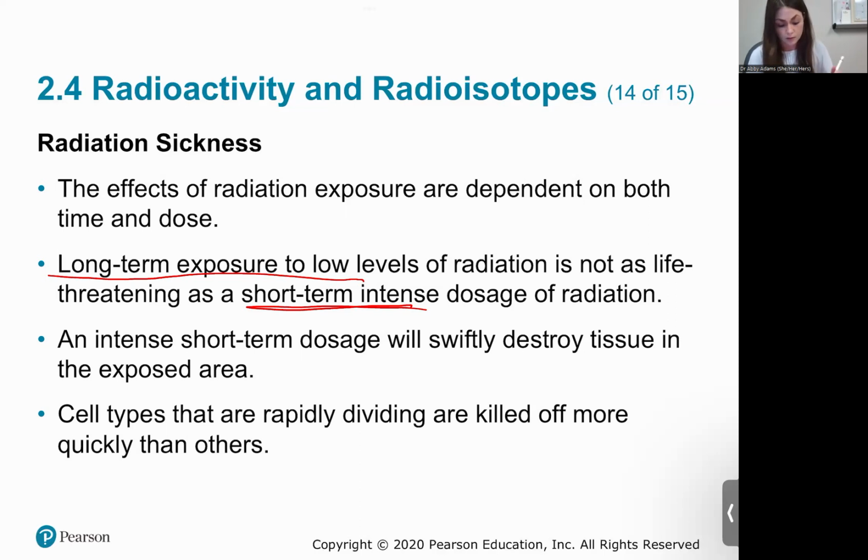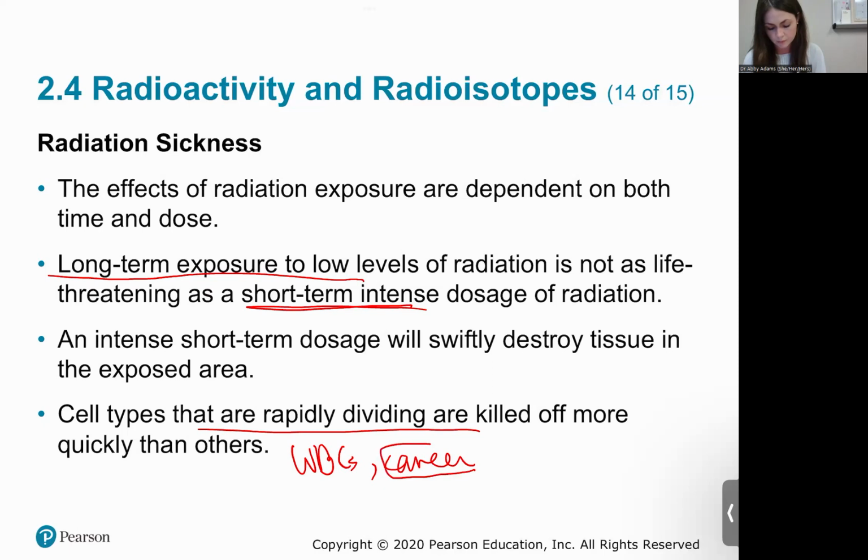Cell types that are rapidly dividing, like white blood cells and cancer cells, are killed off more quickly than others. So we use it as a treatment for cancer. The radiation will kill off those cells more quickly, but there are going to be off-target effects, like on your white blood cells. That's why cancer treatments bring down your immunity; your white blood cells are what protect your body from infection.